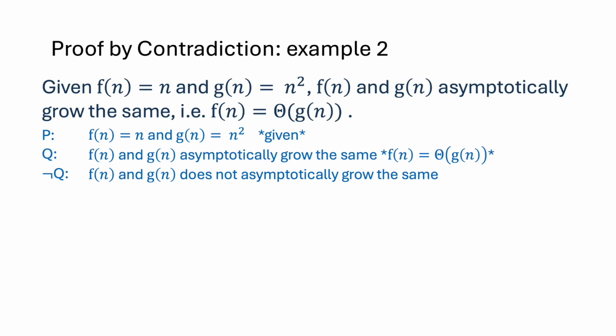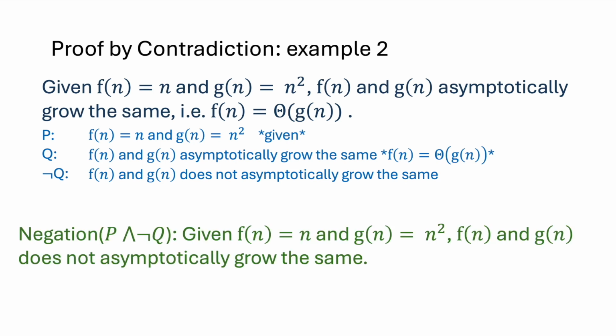When we have all our subparts defined, we can go ahead and create our negated statement. Given f of n equals n, and g of n equals n to the power of 2, function f and function g do not asymptotically grow the same. Do notice that the AND between P and not Q can be replaced by a comma, as they logically mean the same. We will then prove this negation statement rather than the original statement in the problem.